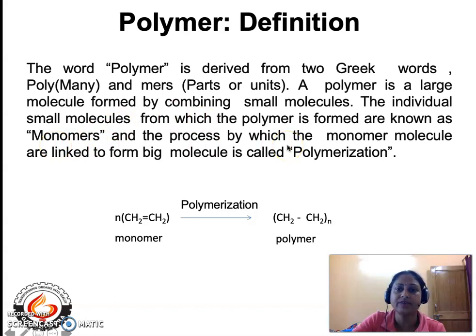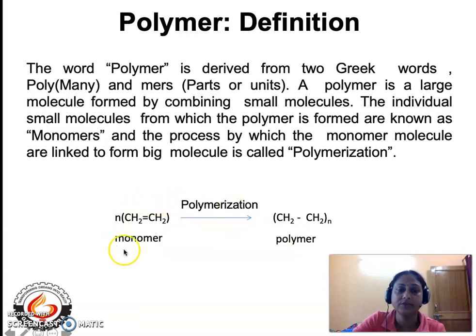And the process by which the monomer molecules, the small molecules, get linked to form a big molecule is known as polymerization. So this is a small illustration of what we mean by monomer, polymer, and polymerization.